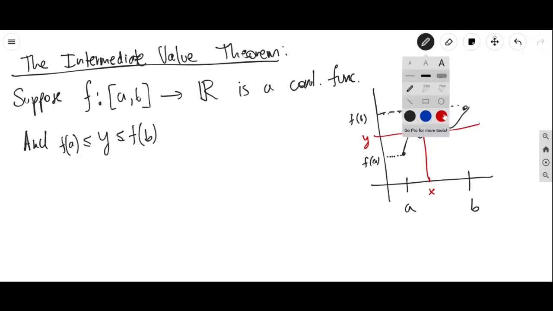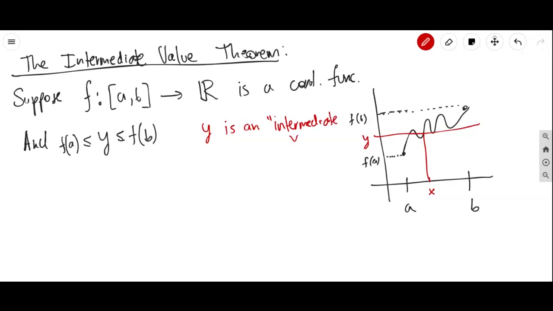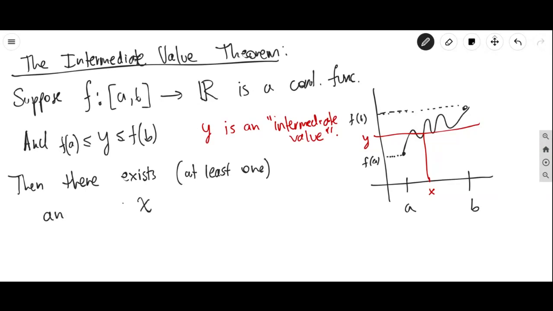So y is in between them. So y is an intermediate value. So it's in between these two. So it's intermediate. That's why it's called the intermediate value theorem. And then the statement says, then there exists, at least one. There could be more, but at least one. There exists an x between A and B so that f of x is exactly equal to y. So that's the intermediate value theorem.